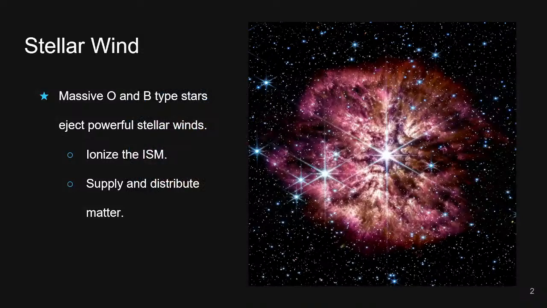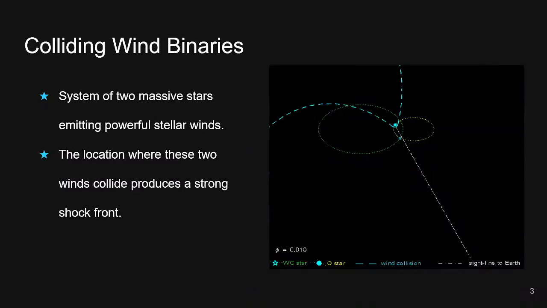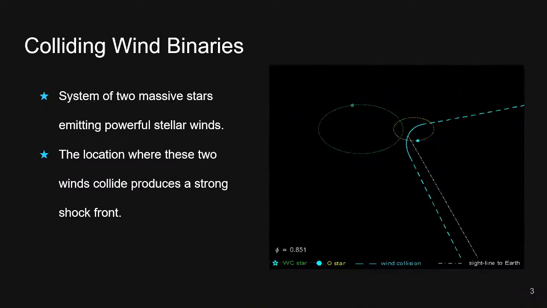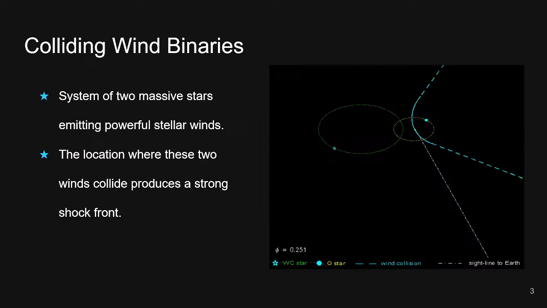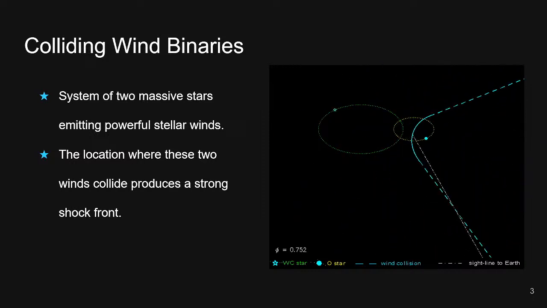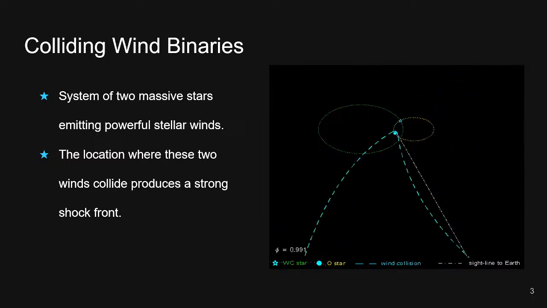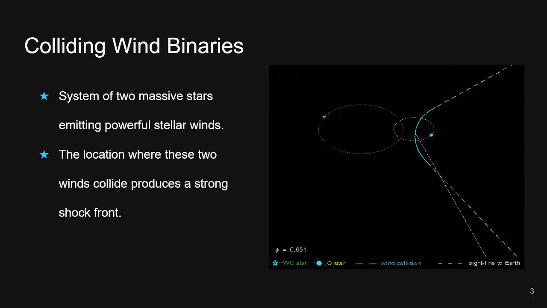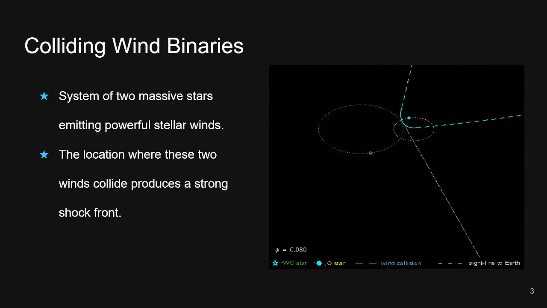So before the first supernovae, there are massive stars. These massive stars eject powerful stellar winds that can ionize the interstellar medium and distribute matter to the universe. And so it's really good to understand these systems to see what the first structures of the universe could look like. Sometimes these massive, dusty, windy stars are found in binary pairs with each other. When they're found in binary pairs, you can see that their winds actually collide into this bow-shaped shock front. And that is something that we can study pretty well.